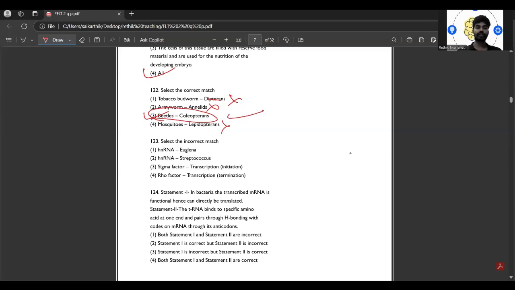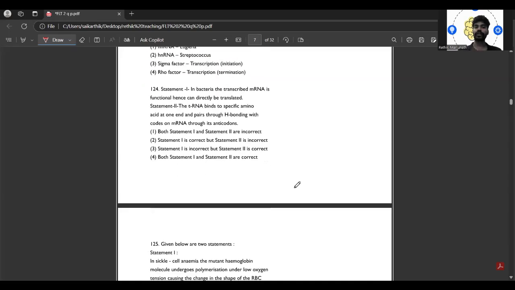So next question is 123. So what is 123 here? Statement 1 they have given: in bacteria, the transcribed mRNA is functional, hence can directly be translated. Statement 2 says that the tRNA binds to the specific amino acid at one end and is paired through H bonding with the codons on mRNA through its anticodons. So which statement is actually correct? 124. Okay, I read 124, right?